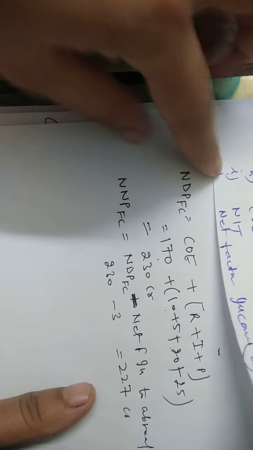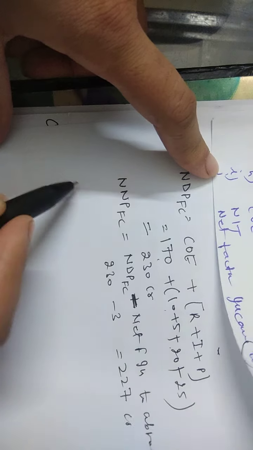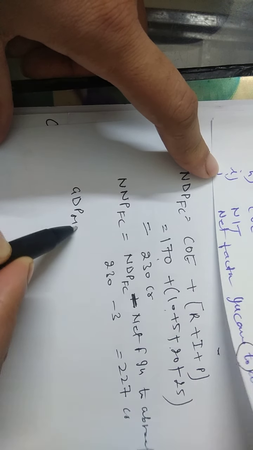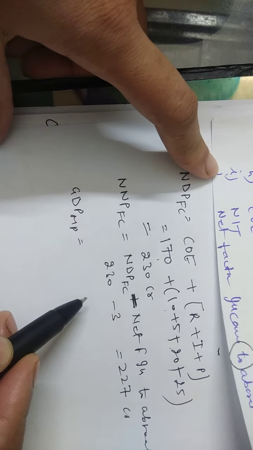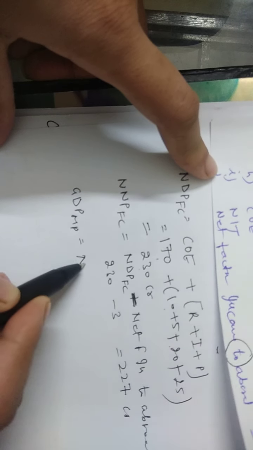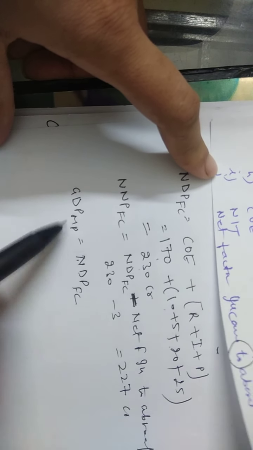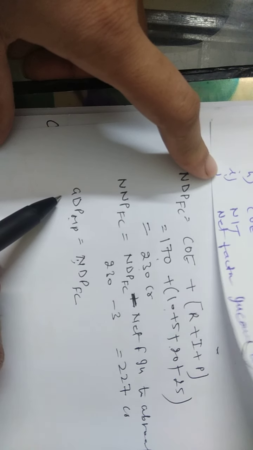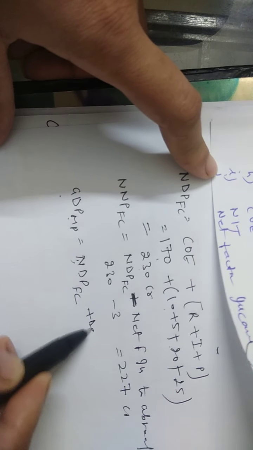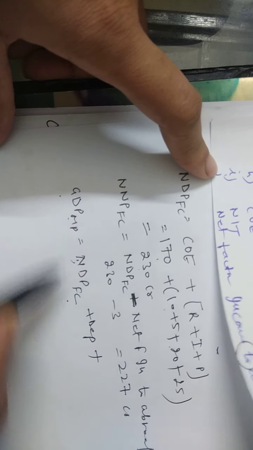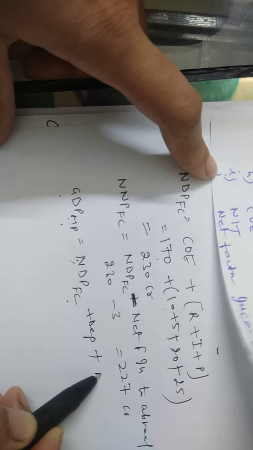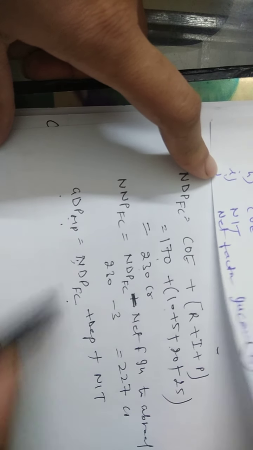And then the next aggregate is GDP at market price. GDP at market price we can obtain from NDP at factor cost. Now see, what is the difference between these two? This is net, this is gross, so we should add depreciation. This is at factor cost, this is at market price, so we should add net indirect taxes.